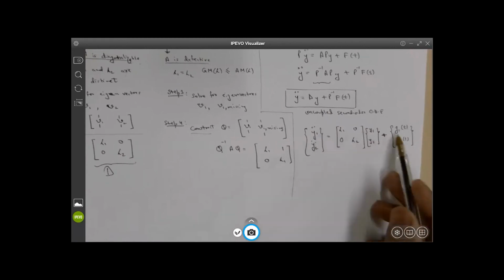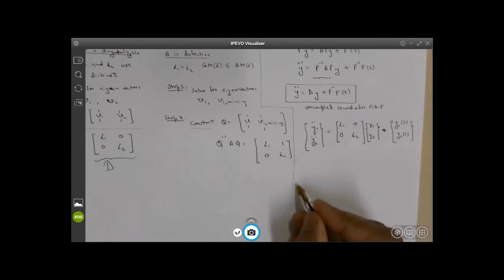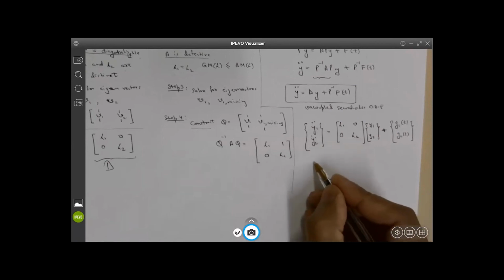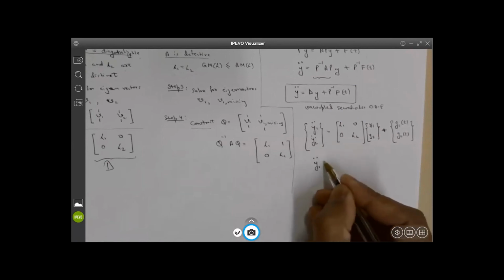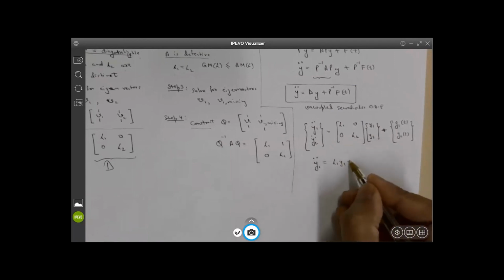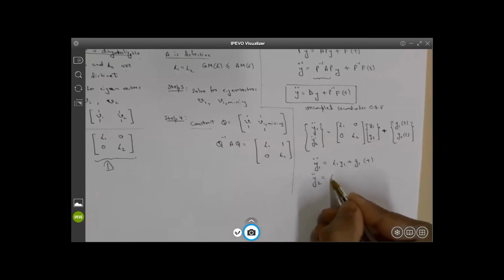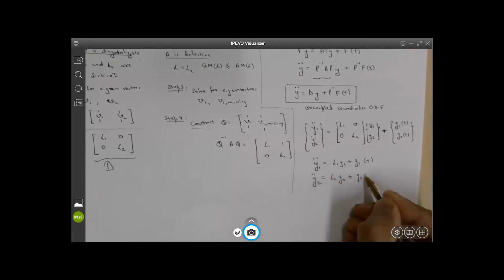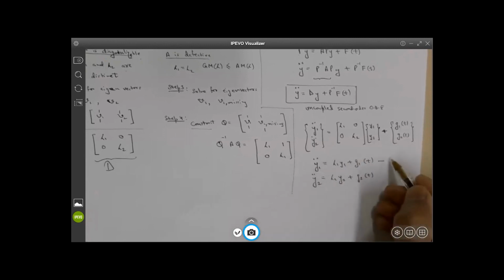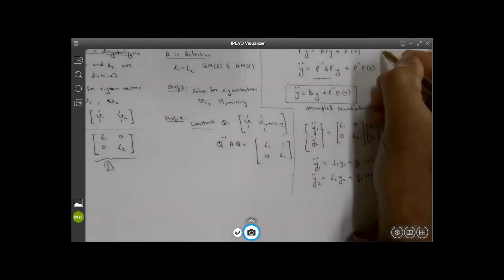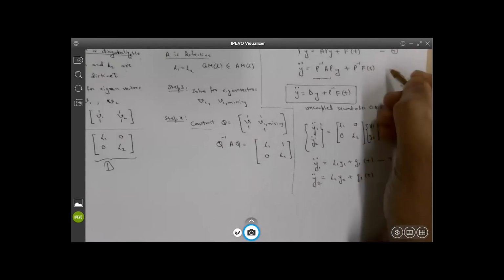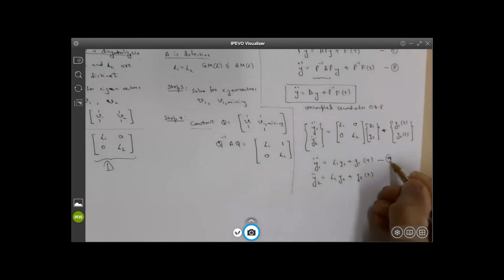Now, if you rewrite the equation separately, you will get y1 double dot as lambda 1 y1 plus G1(t). And the second equation would be y2 double dot equals lambda 2 y2 plus G2(t). What's the last equation number we used? Number 6. So this is number 7 and number 8. Actually, let me write this as 7, 8, 9, and 10.